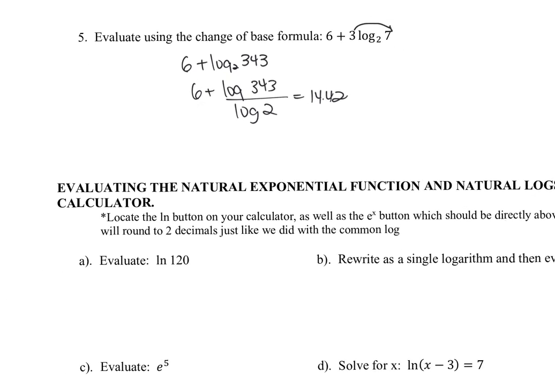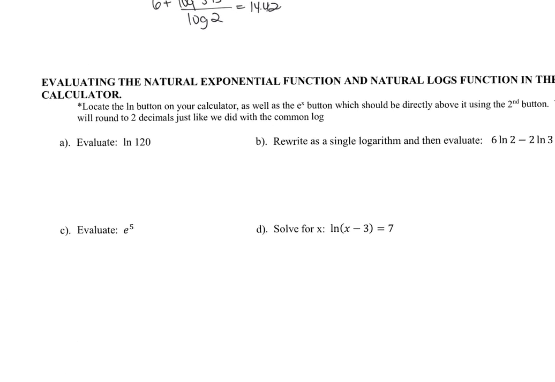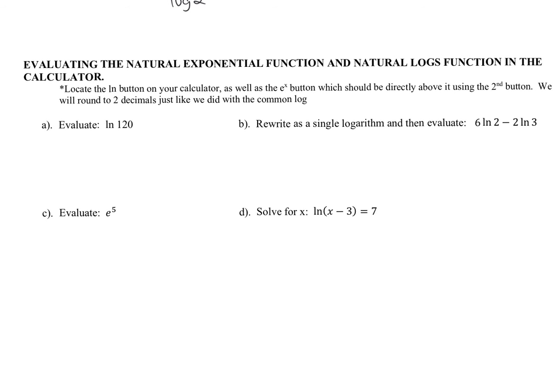Okay, so for the new part today, we're going to start practicing evaluating the natural exponential function and the natural log function in the calculator. So you want to take a look at your calculator, and next to your log button, you should see a natural log button. It should say ln. And above that ln button, you should see an e to the x button. So the ln button we can use as is. If we want to use the e to the x button, we'll have to either use our yellow second button or our shift button, which is usually in the upper left-hand corner.